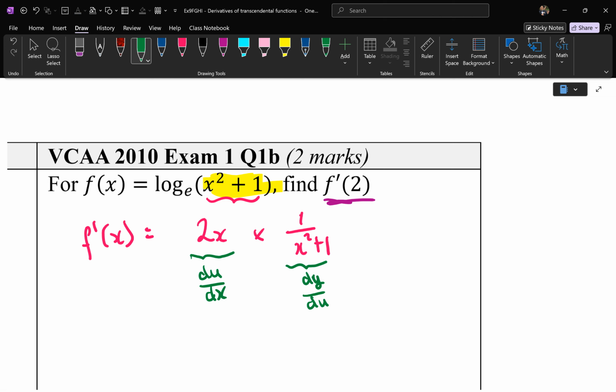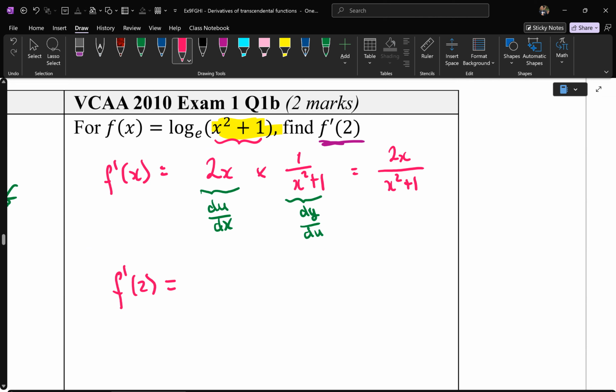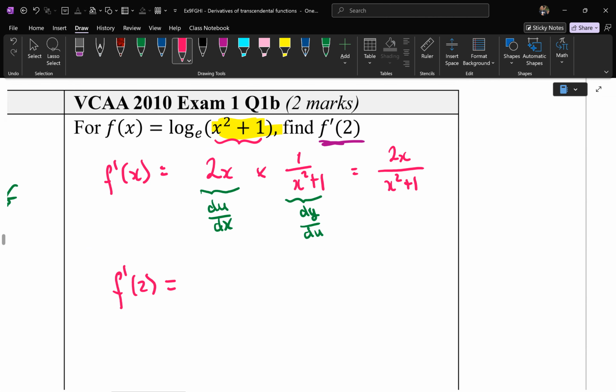Okay, so I'm doing it in a quick form. And again, putting it together, you get 2x over x squared plus 1. Don't need to factorize or simplify any further, or you can't anyway, because you're really just finding f dash of 2. Substituting 2 in, that gives you 2 times 2 all over 2 squared plus 1. That gives you 4 over 5, because 2 squared is 4, 4 plus 1 is 5. 4/5, 2 marks. Same thing again, derivative mark, answer mark.